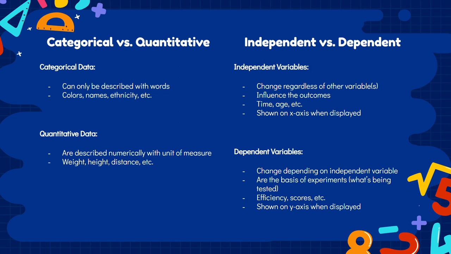Someone's race is a word, but someone's weight is a number, right? That's just the difference between categorical and quantitative. Weight, height, distance, these are all numbers followed by some unit of measure, while categorical is just a word, just a label. I think you guys probably understand what I'm trying to get at here. It's not a very difficult concept. So yeah, let's move on to independent versus dependent.